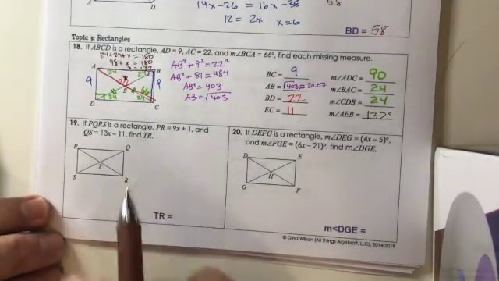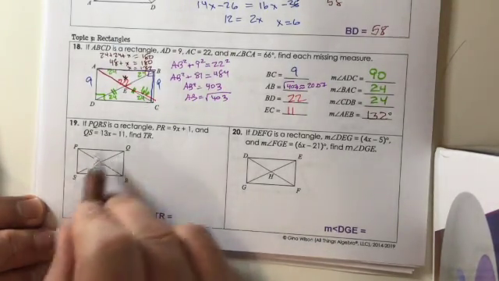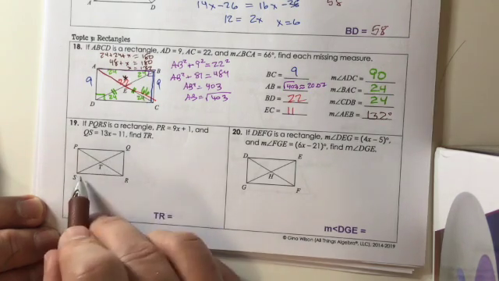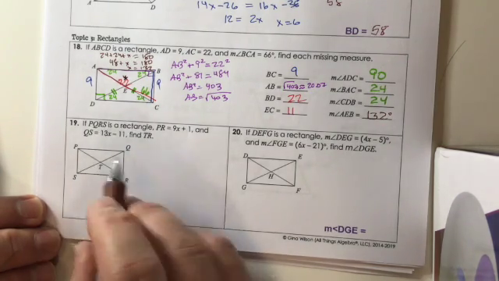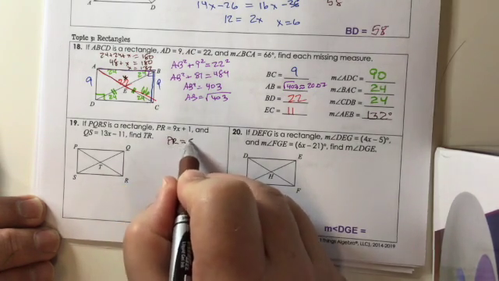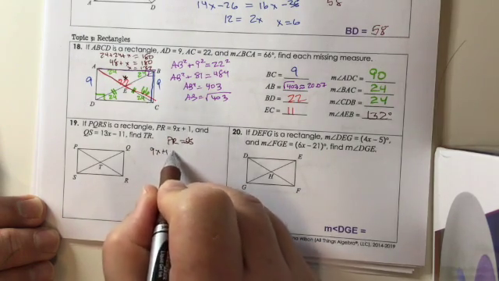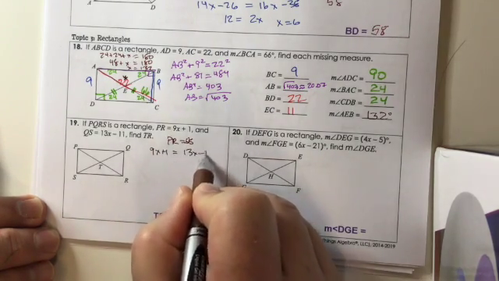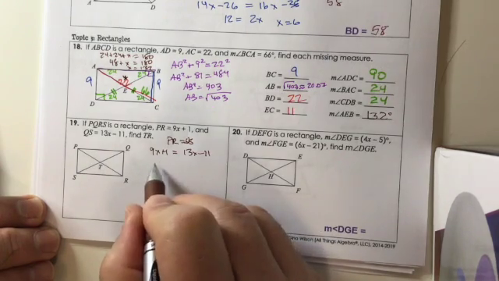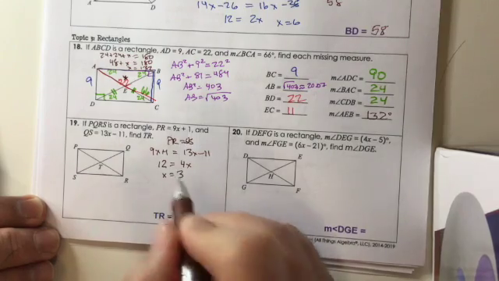Continuing with our rectangles, we have PR is 9x plus 1, and QS is 13x minus 11. All right, those are both diagonals. Diagonals are congruent, so I can set them equal because PR is equal to QS. That means that 9x plus 1 is equal to 13x minus 11. Subtract 9x, add 11, so 12 is equal to 4x, x equals 3.